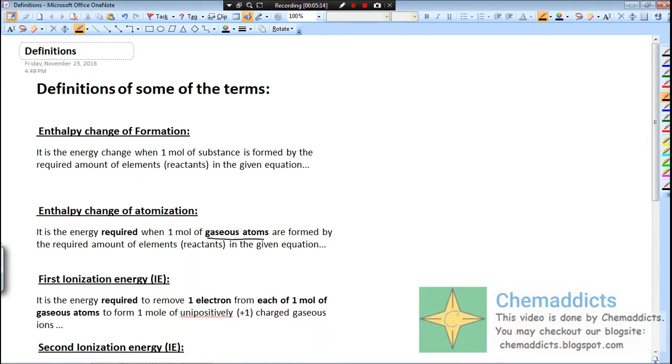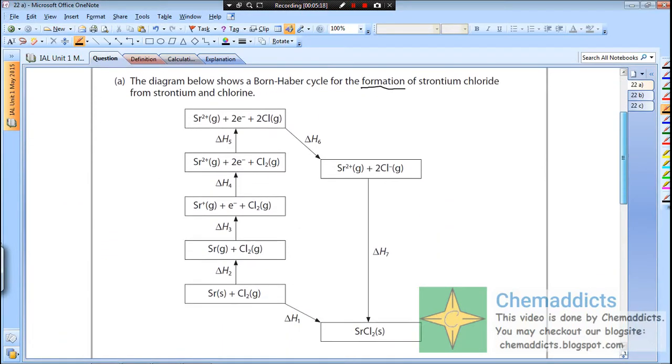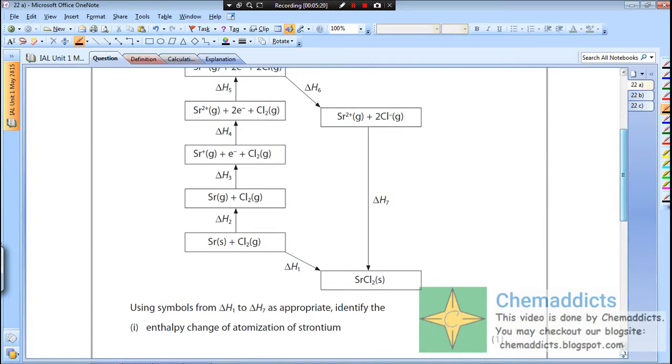Let us get back to the question. At first, let us identify the enthalpy changes that are occurring in this Born-Haber cycle. So in here, what is meant by del H1? Let us see.